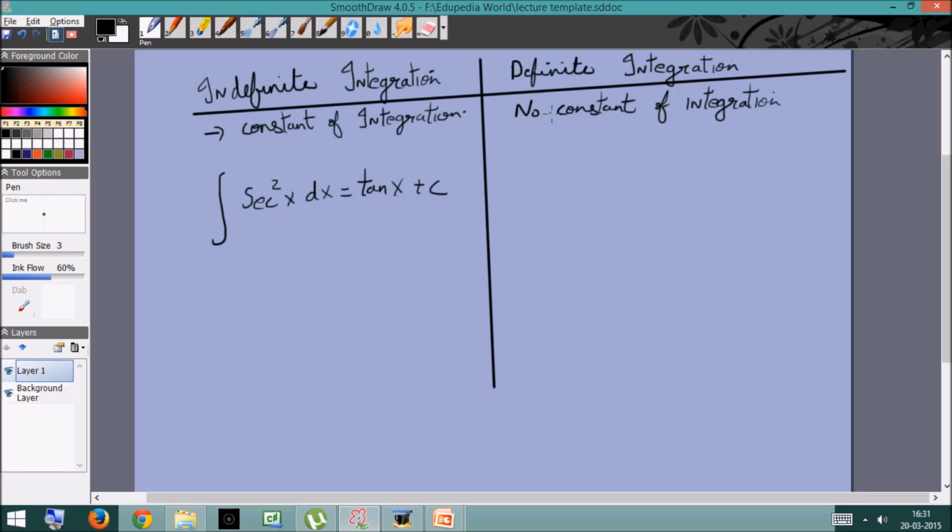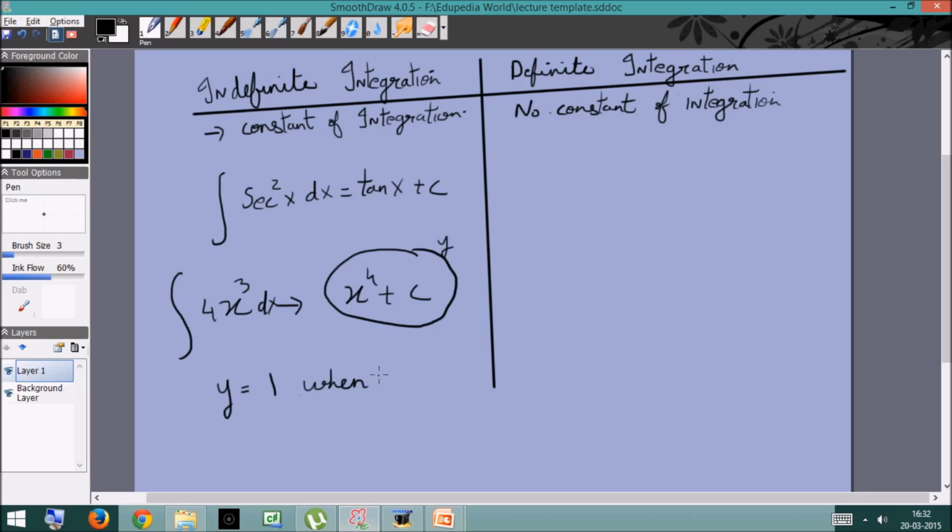For example, let's say we want to calculate the integral of a function 4x cube, right? So the indefinite integration would be x to the power 4 plus c, the integration of 4x cubed dx. Now let's say we were given two things. We were given that you need to find out the integration of 4x cubed, but we were also given that this particular function, let's call it y, y is equal to 1 when x is equal to 0. So we needed to find out the integral of 4x cubed, but we were given that the function which you need to find out, its value is 1 when x is equal to 0.